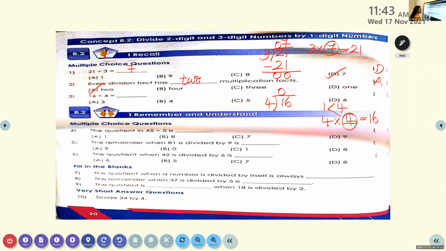Where will this 4 go? 4 will go up, above the 6, because by taking 16 together, 16 will go down. Remainder will be 0. So what is the final answer? 16 divided by 4 is 4. Which is the correct option? B. Put a tick mark on B, and B in the bracket.